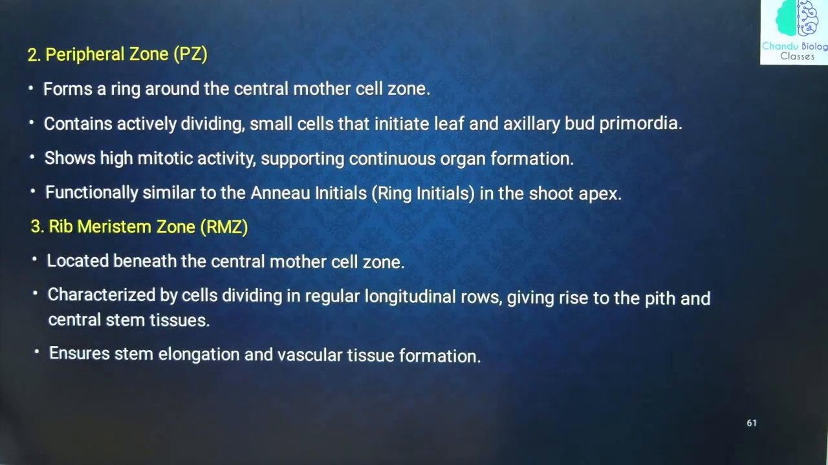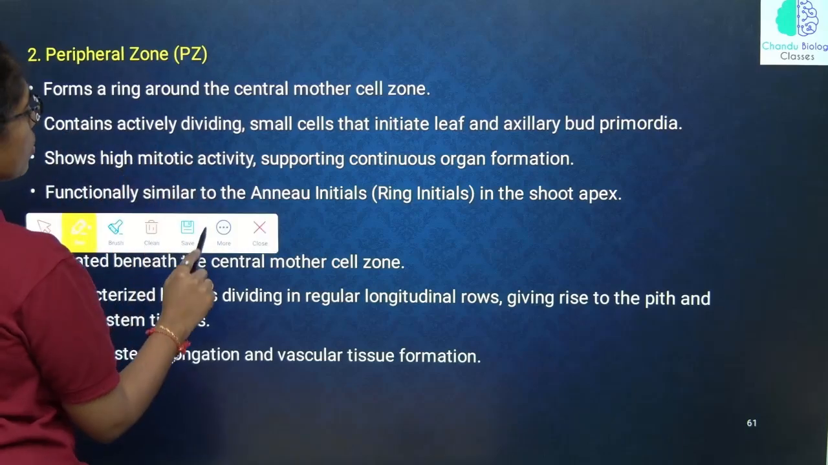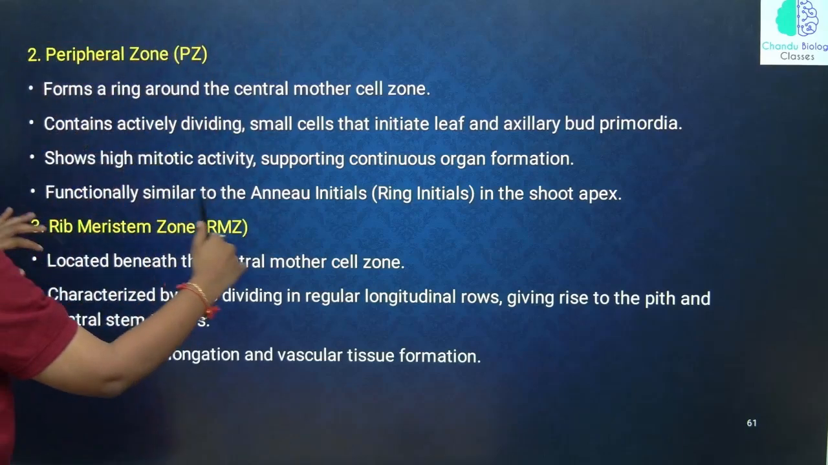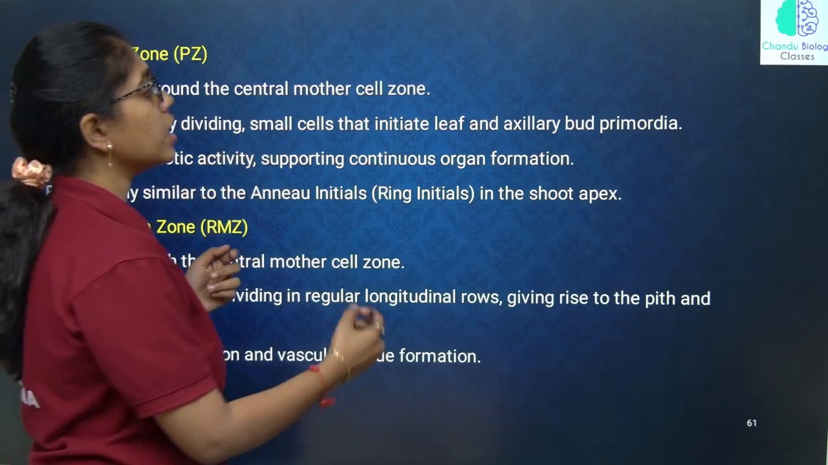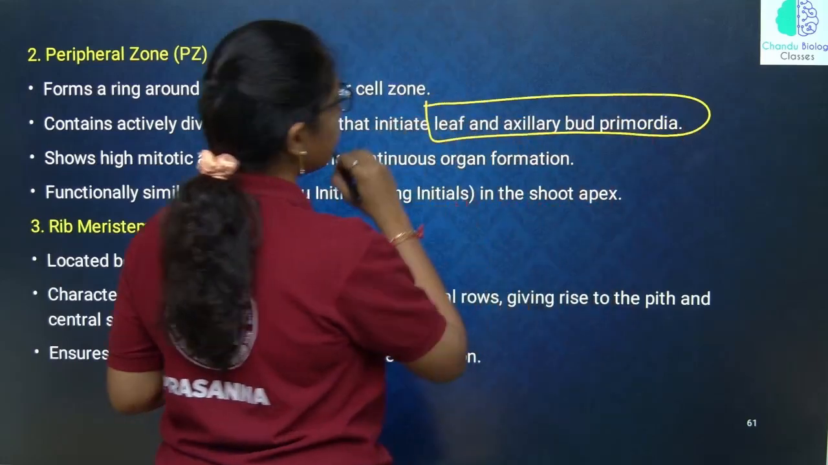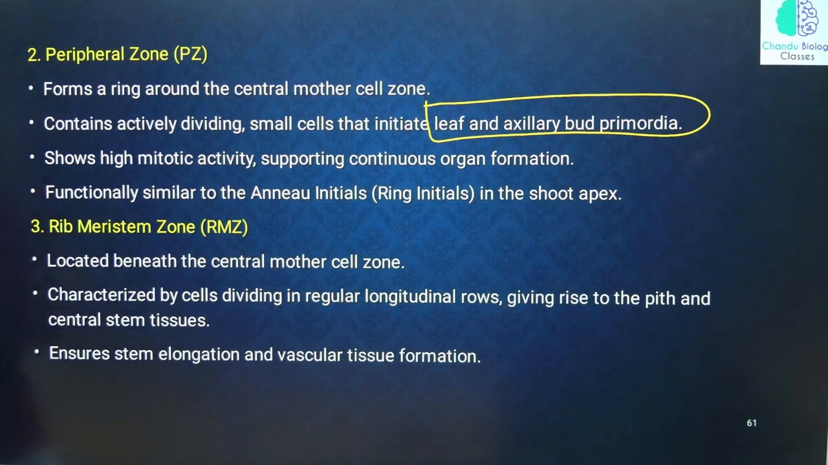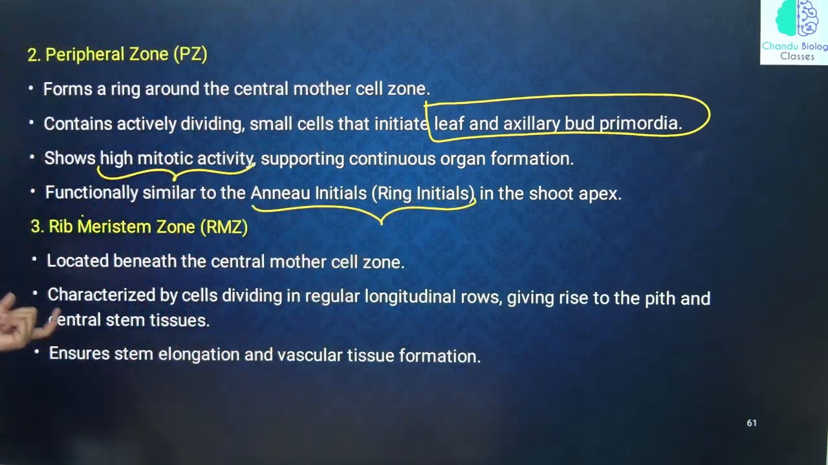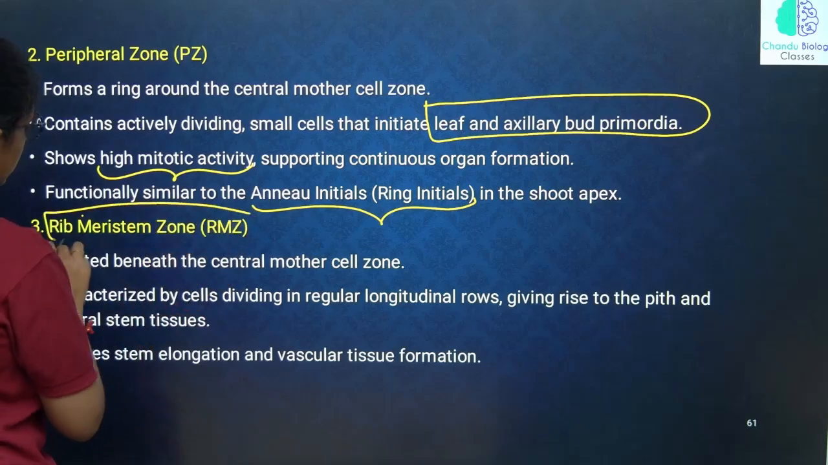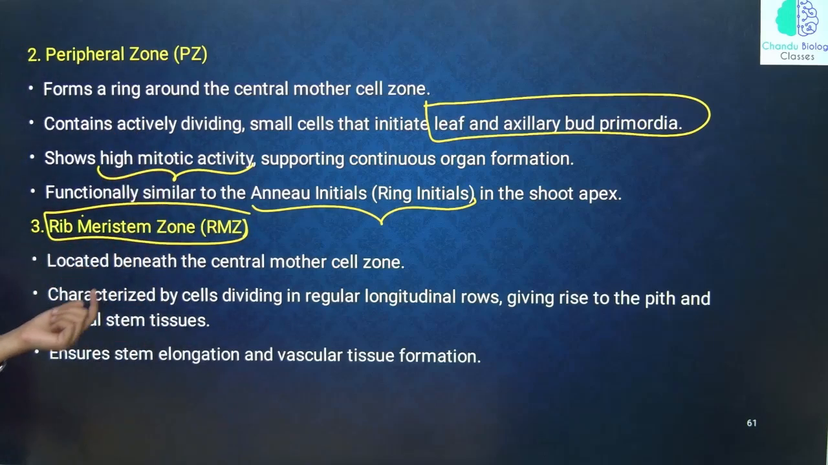Then the peripheral zone, which is at the sides, forms a ring around the central zone. It contains actively dividing cells that initiate leaf and axillary bud primordia. It shows high mitotic activity, supports continuous organ formation, and is functionally similar to the Anneau initial, the ring initials.